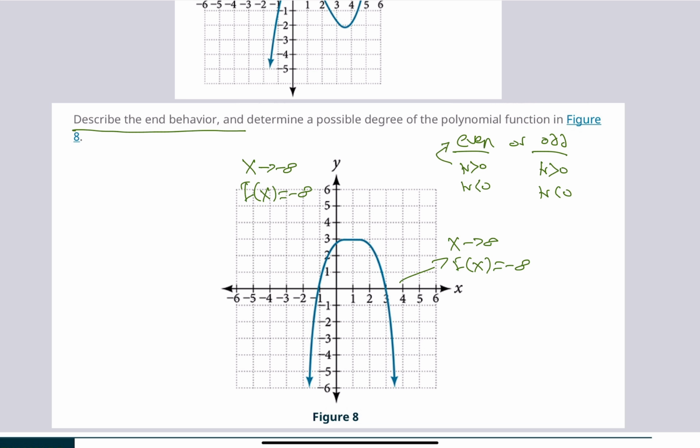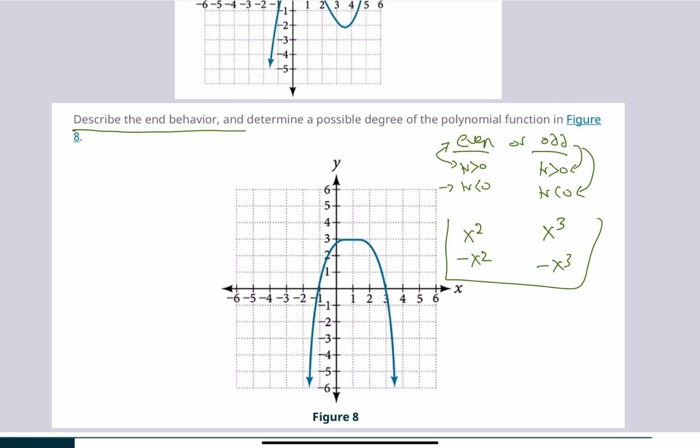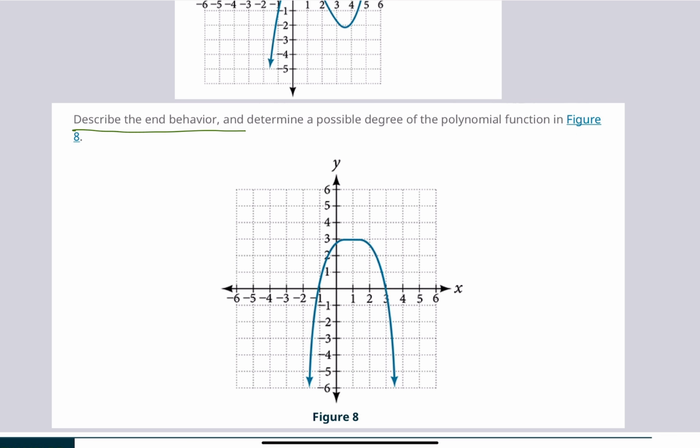You first test this case. If it works, it works. If it doesn't, then you test this one, you test this one, and then you test this one, and determine what's a possible degree. So what I want from you is to test the first one, which is x squared. Then you test the second, which is negative x squared. You test this one, which is x cubed. Then you test this one, which is negative x cubed. You see which case would give you this graph or this function. Okay.